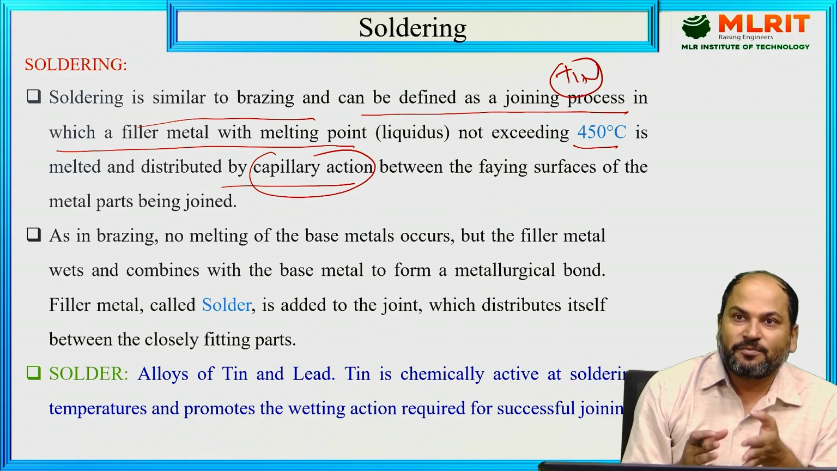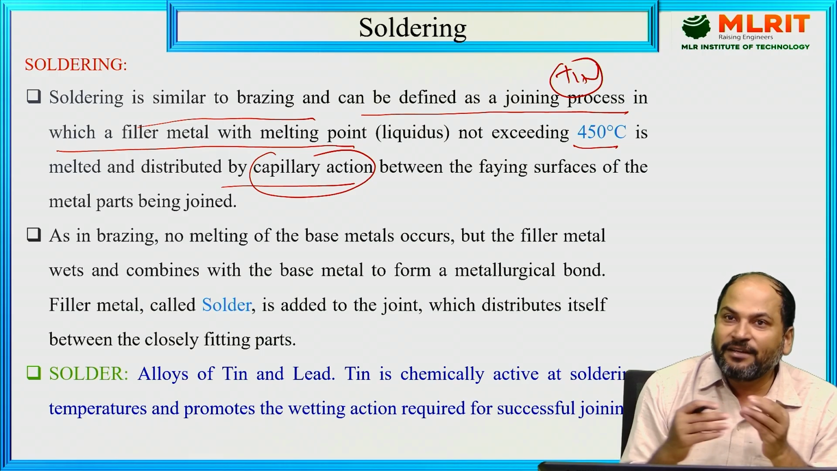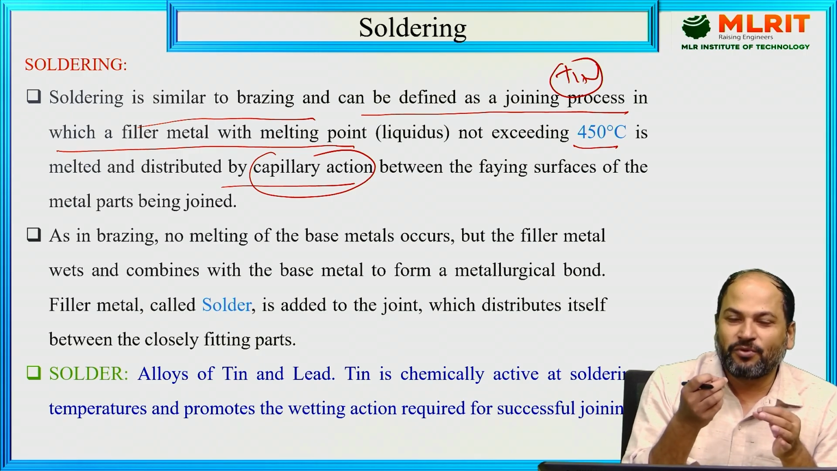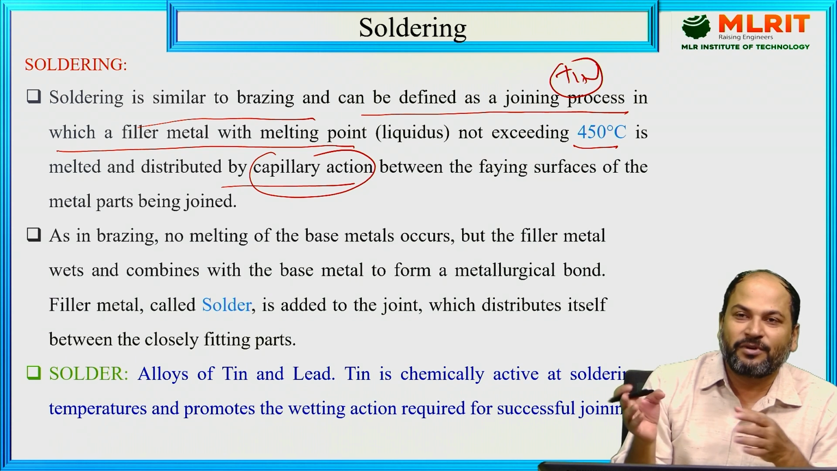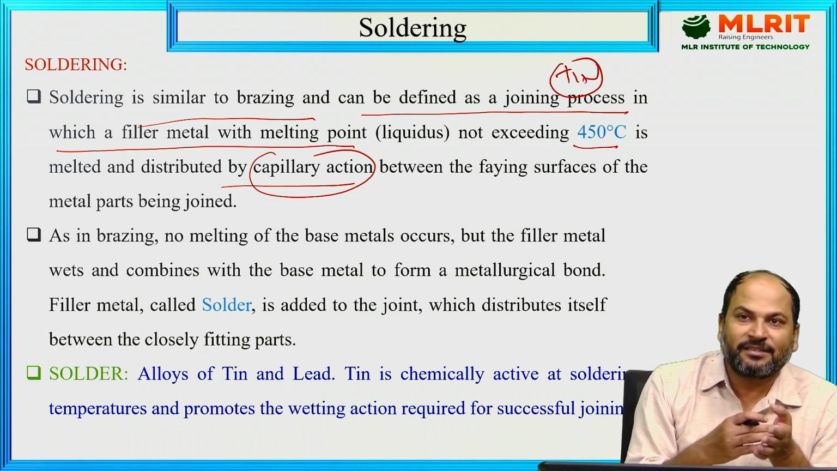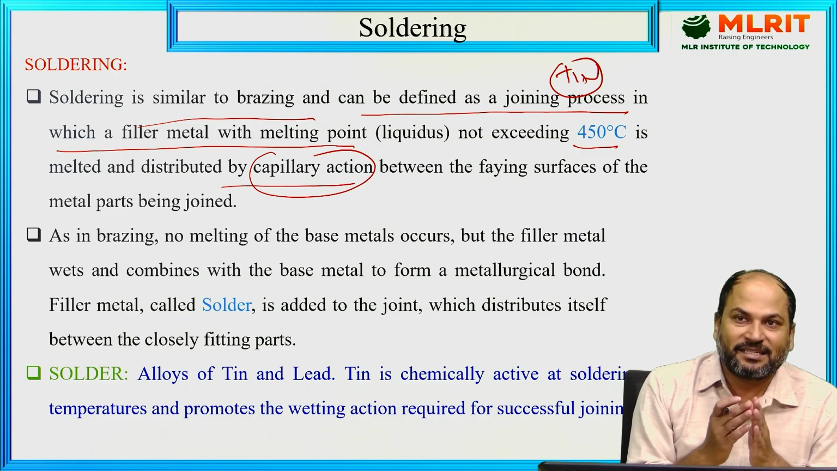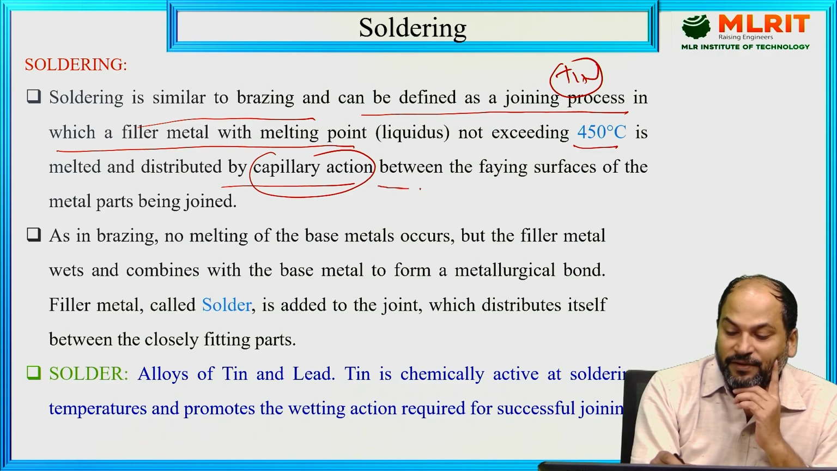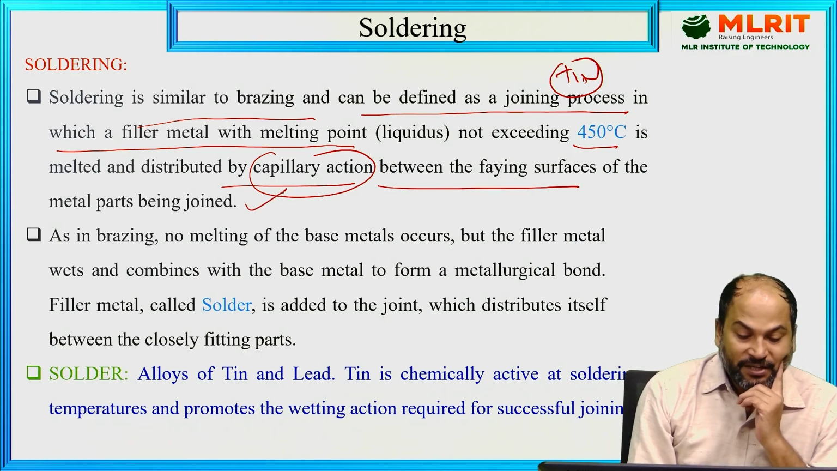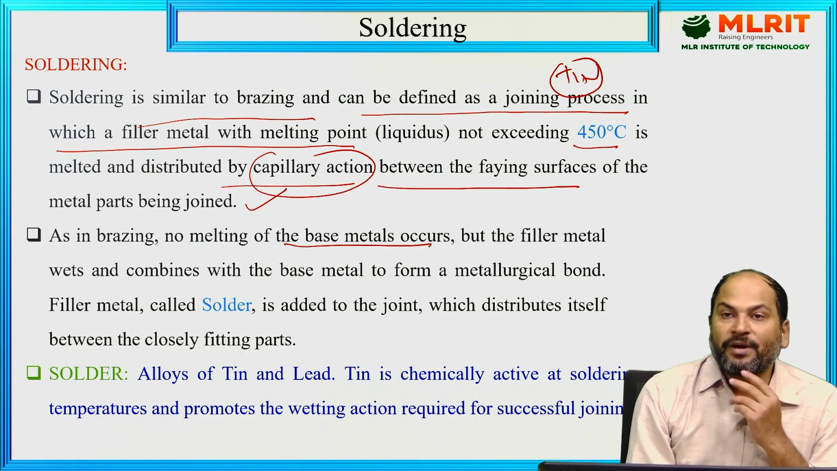That is the reason this process is so beautiful, that even parts which are very difficult to weld, where a very complicated or intricate joint is there and it's not possible to weld by other processes, can be joined. As the filler can reach since it is in liquid state, it makes it possible to weld even intricate shapes, between the faying surfaces of the metal parts to be joined together. In brazing, as we have seen, there is no melting of the base metal. Here also, there will be no melting of the base metal.